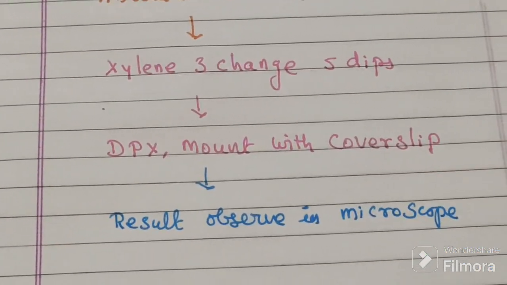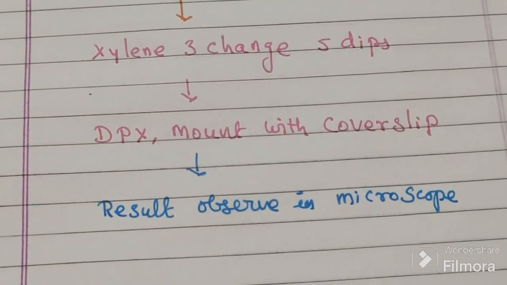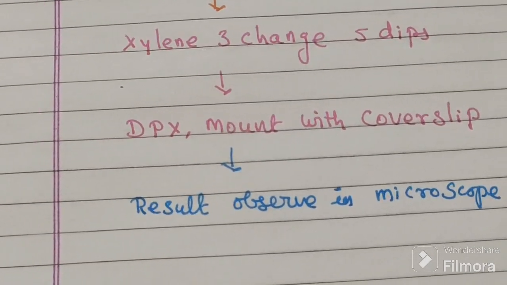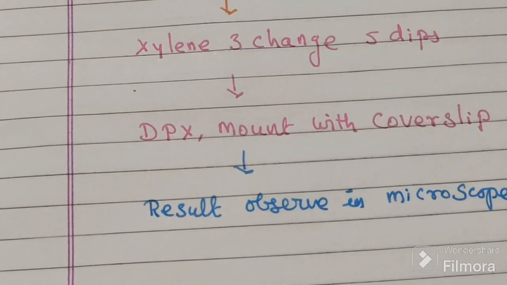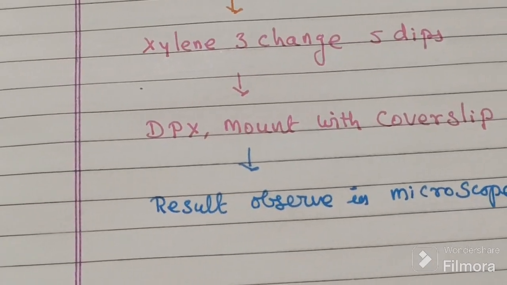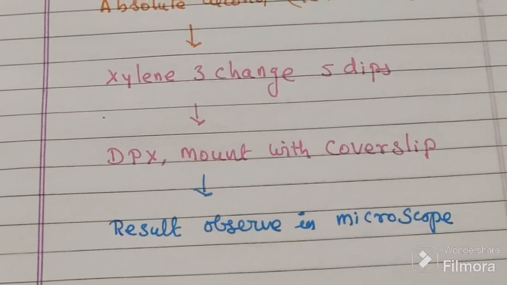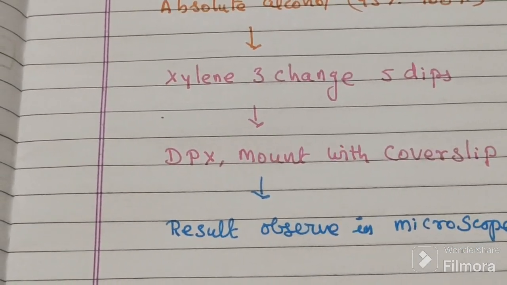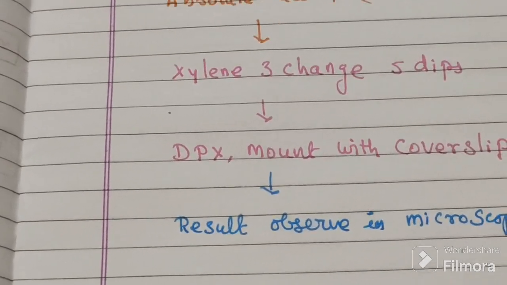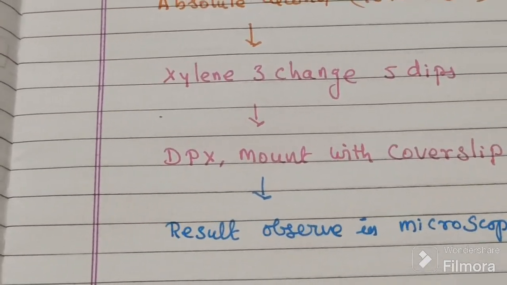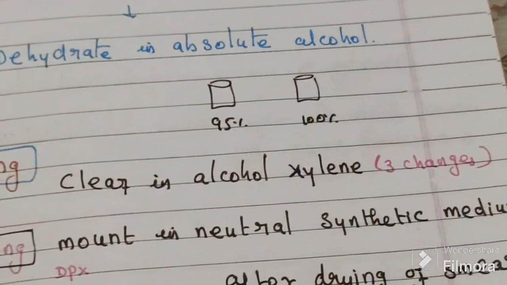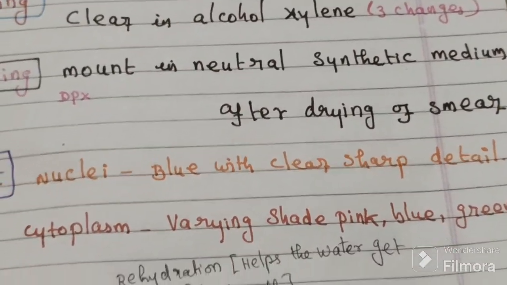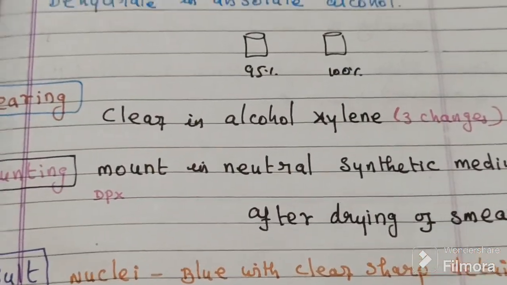Mounting is the process used to keep the stained slides for a longer period. By using mounting, we keep the stained slide for a long period, label the slide and observe under the microscope. After that we can observe under the microscope that the nuclei are blue in color and the cytoplasm is pink or blue or green in color. So this is all about PAP staining.